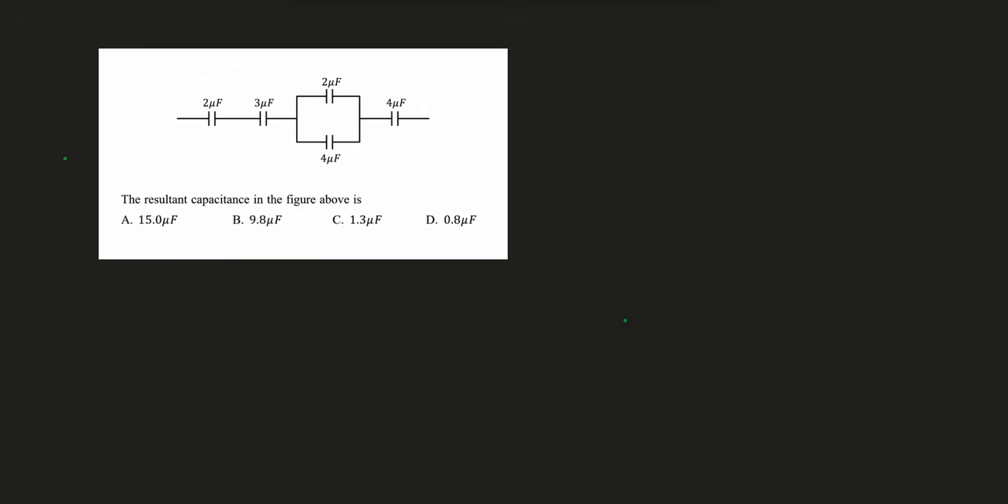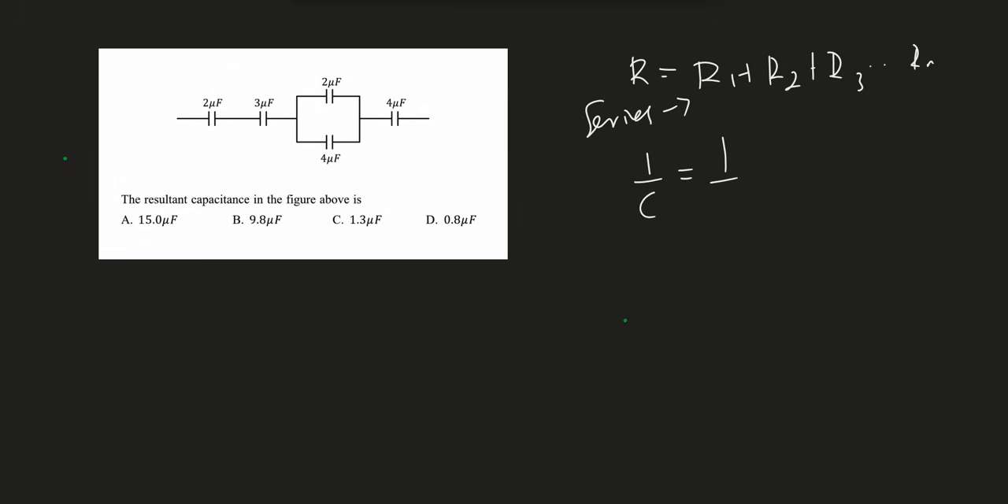For example, for resistors, adding them in series, the equivalent resistance in series is R1 plus R2 plus R3, and so on. Okay, this is the series for resistors. Now for capacitors, the series is quite different. It becomes this. So obviously, this is quite different.